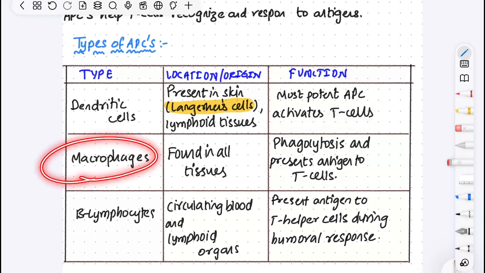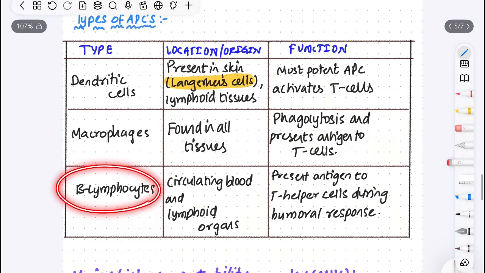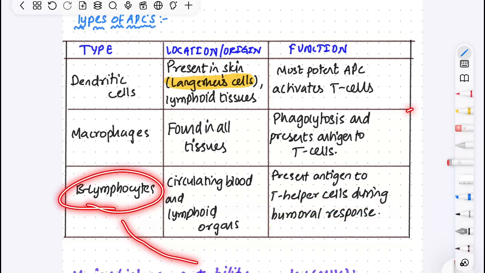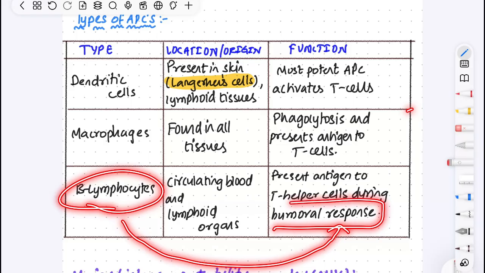Next, macrophages, they are found in almost all the tissues, and they cause phagocytosis and present antigen to T cells. And B lymphocytes, they are present in circulating blood and other lymphoid organs, and they present antigen to T helper cells during humoral response. Okay, so B lymphocytes are involved only during humoral response. Please make a note of that.